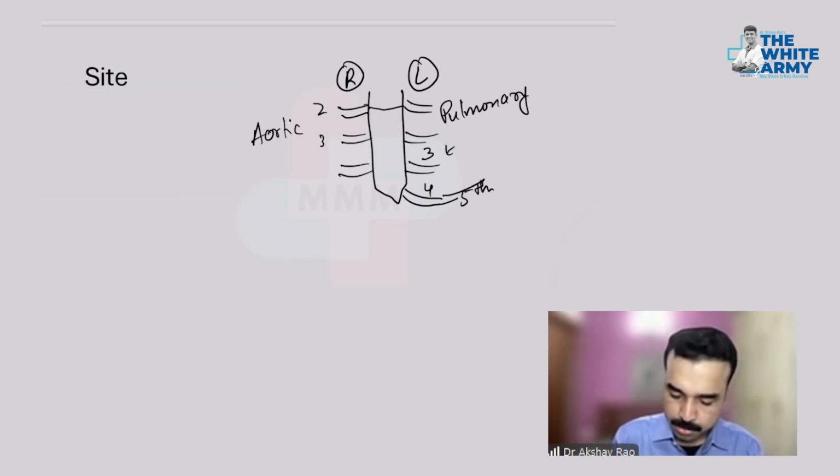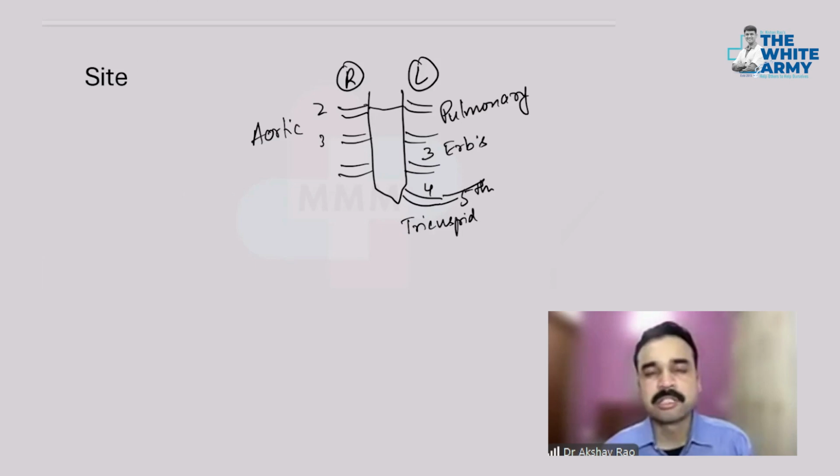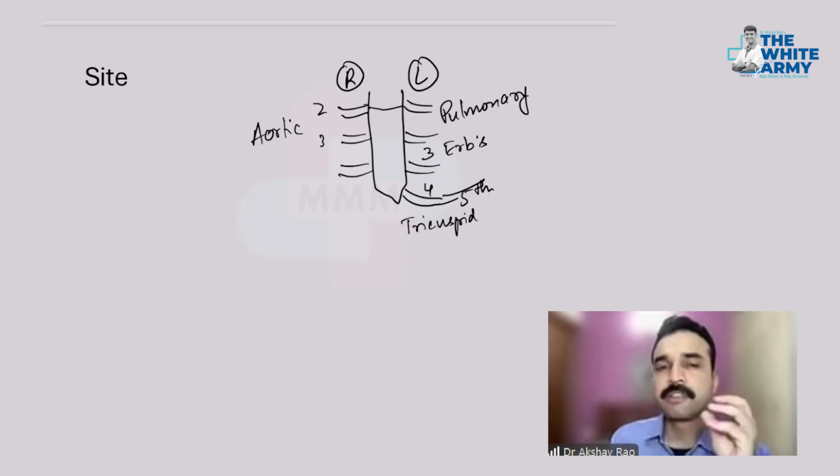This is known as the Erb's point, or the Erb's area. And the fourth on the left parasternal space is known as the tricuspid area. And the fifth intercostal space is generally where the apex is. So remember, guys, mitral area is wherever the apex is.